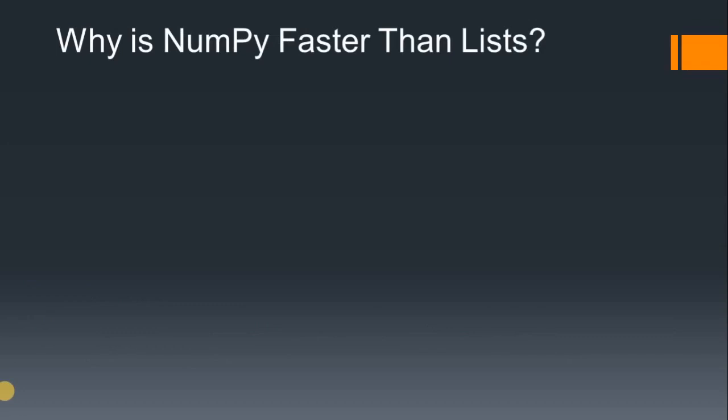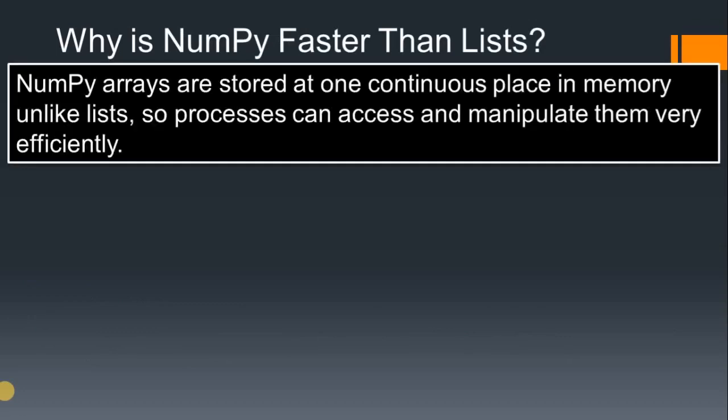And why is NumPy faster than a list? NumPy arrays are stored in a continuous place in memory, unlike lists. So processes can access and manipulate them very efficiently, because in NumPy the values are stored in a continuous memory location, as in an array, one after another, so that we can easily access and store them.